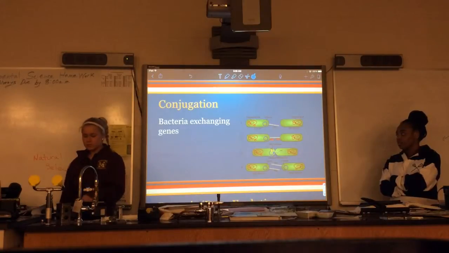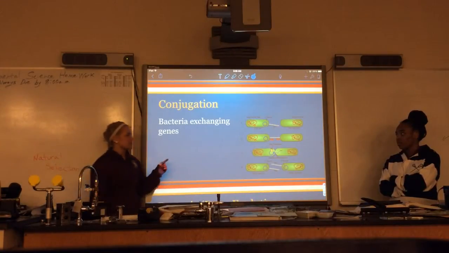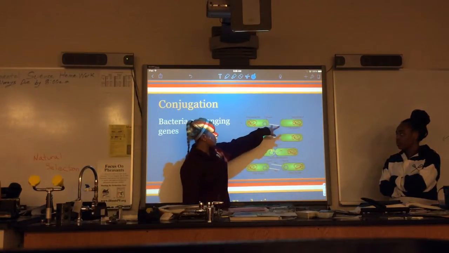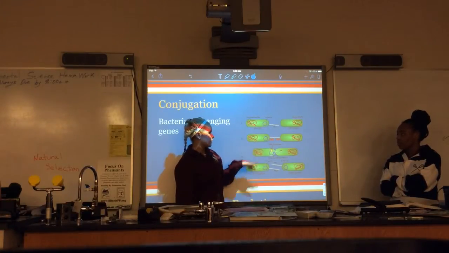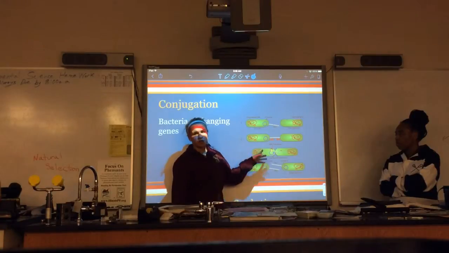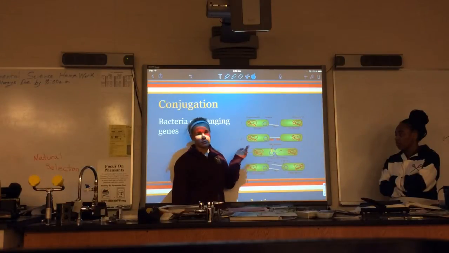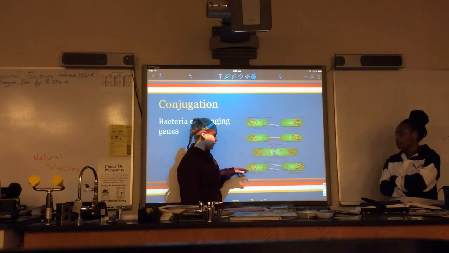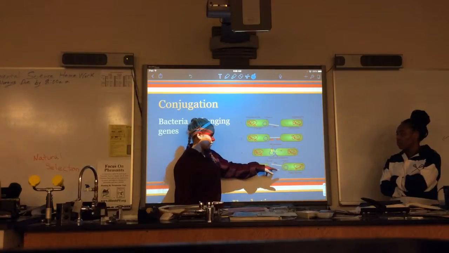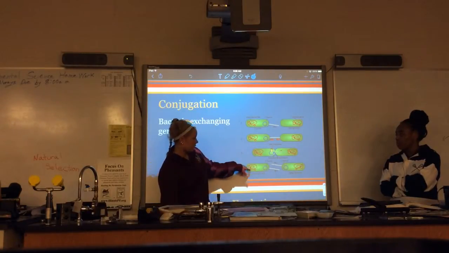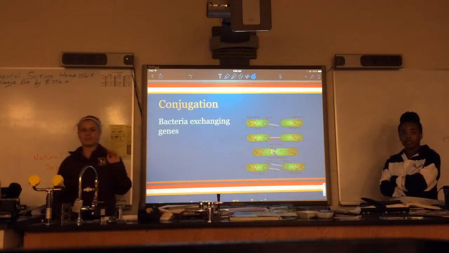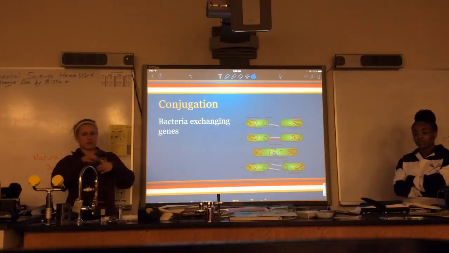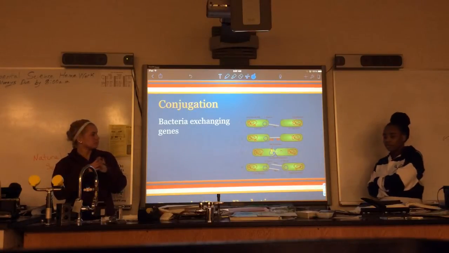A picture similar to this is in our book, but basically, as we see, there's two different bacteria. One is the donor, one is the recipient, and then they converge and they exchange bacterial DNA, and then they each emerge from each other having a copy of the other DNA. Keep in mind, it's only the plasmid that's shared. Yeah, the circular DNA, the plasmid.